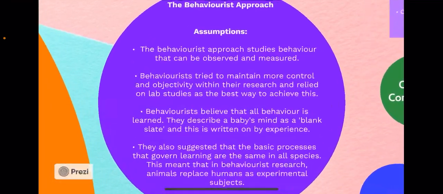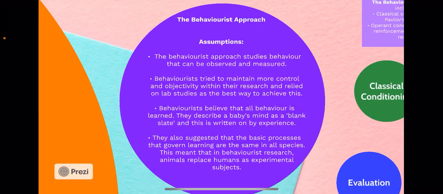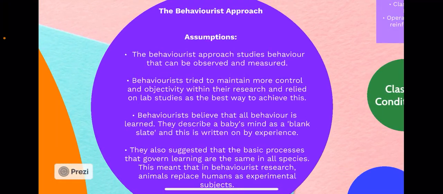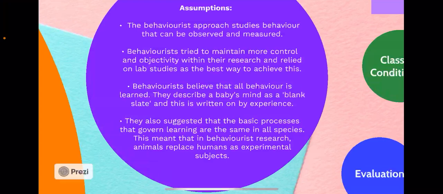we'll look at the key assumptions of the approach to begin with. So, the behaviourist approach studies behaviour that can be observed and measured. Behaviourists try to maintain more control within their research and objectivity, so they use a lot of lab studies to achieve this. They're more scientific with their approach to psychology. They believe that all behaviour is learned.